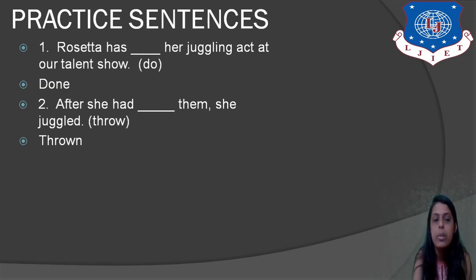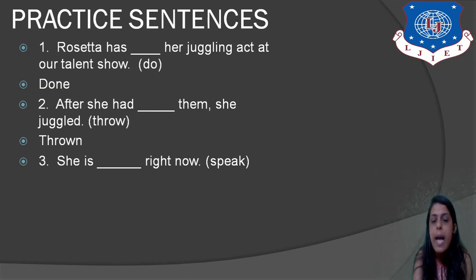Write it down in the second sentence. Third, she is dashing right now. Speaking right now is plus speaking, the ing form of verb. So which tense will it be? Continuous tense, right? Write down the answer for the first two also. Which tense is it? The sentence is in which tense?